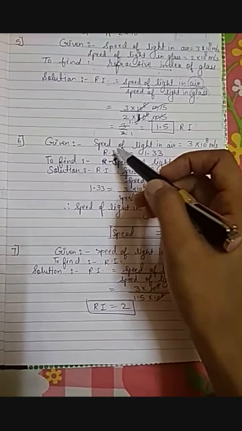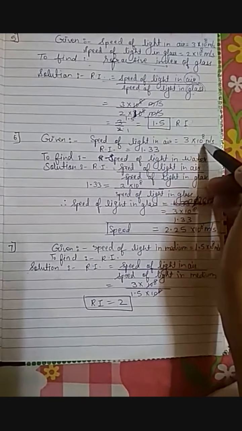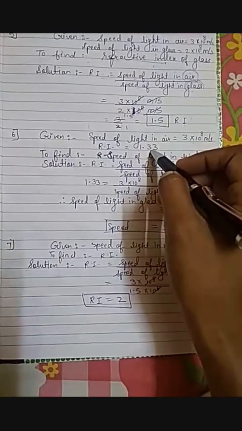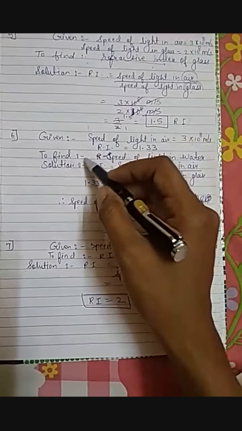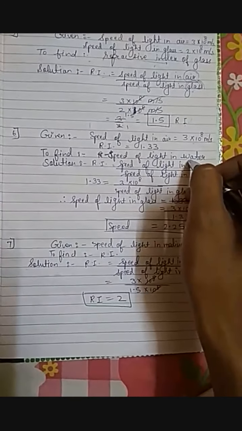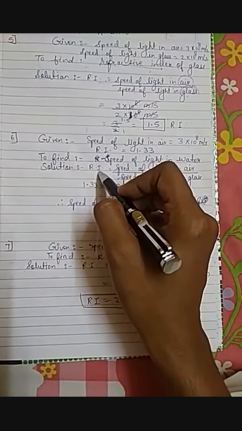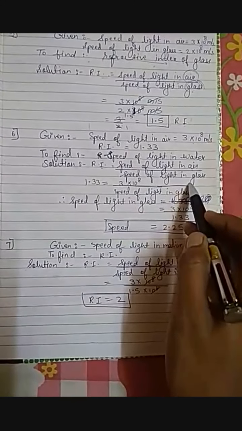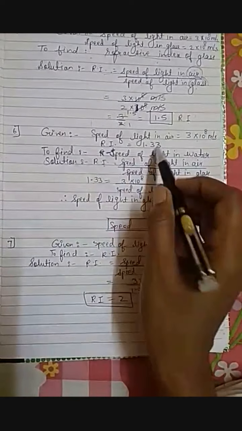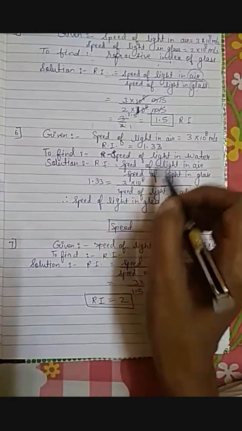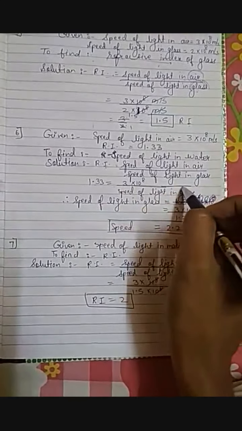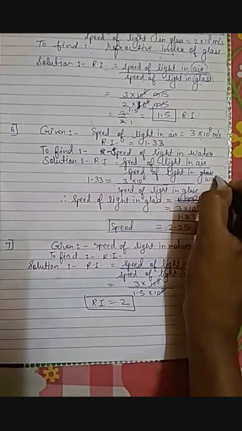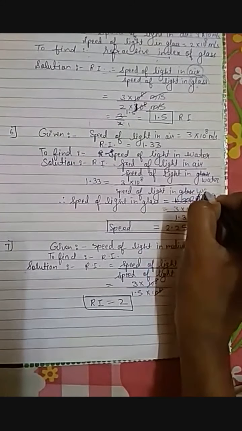The next numerical: the speed of light in air is 3 into 10 raised to 8 meter per second, and the refractive index of water is 1.33. We have to find the speed of light in water. Okay, तो हमें refractive index दिया है, speed of light in air भी पता है. We have to find speed of light in water. So 1.33, the refractive index, is equal to 3 into 10 raised to 8, the speed of light in air, divided by speed of light in water. Actually this is water. Okay, this is water.